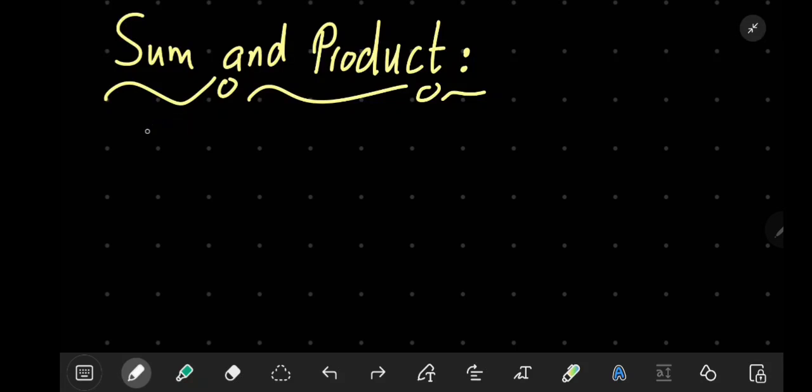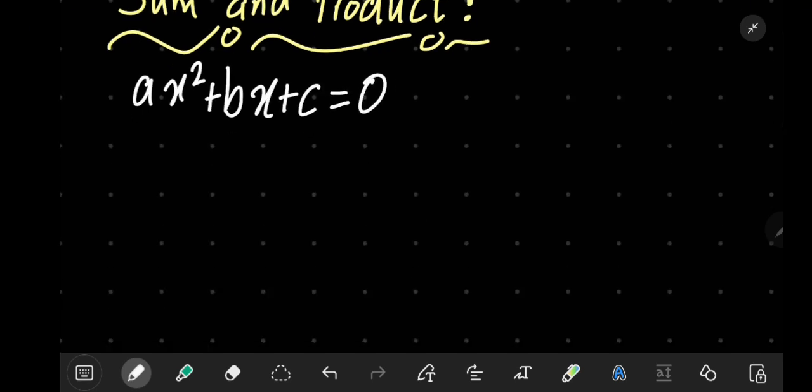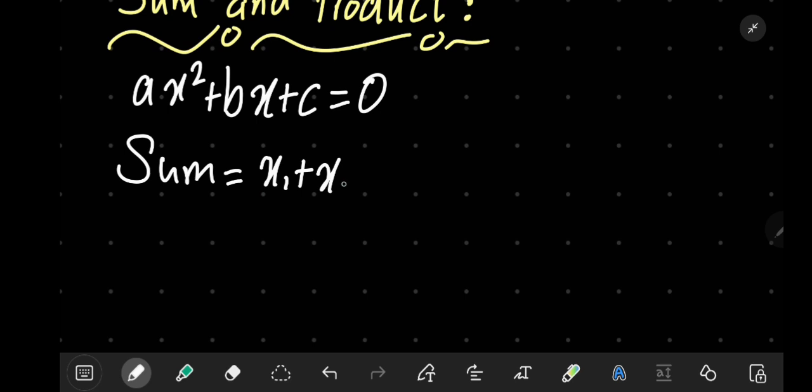If you're looking for a way to master the quadratic equation, there you go. Sum and product, literally life changers. Okay, so we all know that this is the general equation. So sum equals x1 plus x2, because it's a sum, so it should be plus, right?